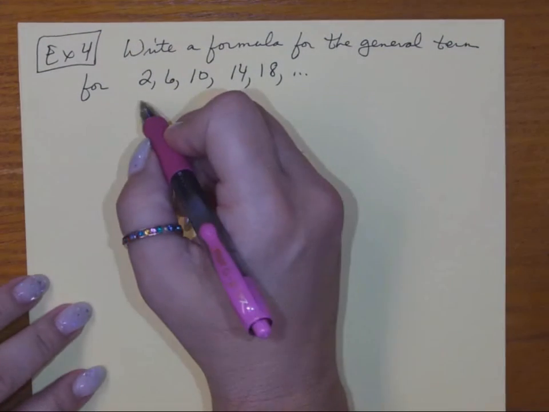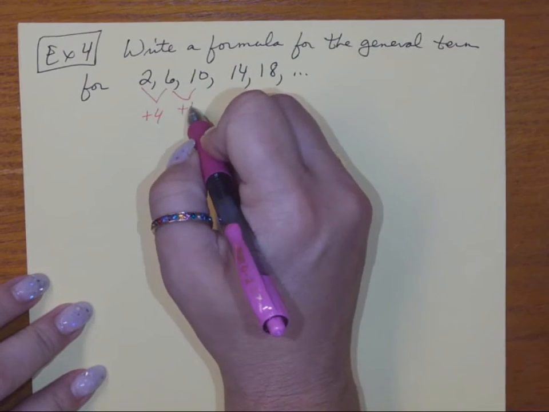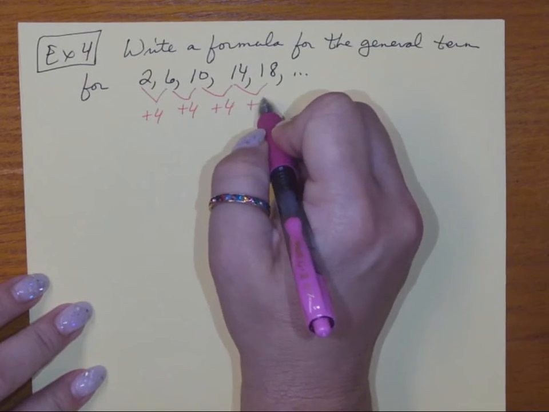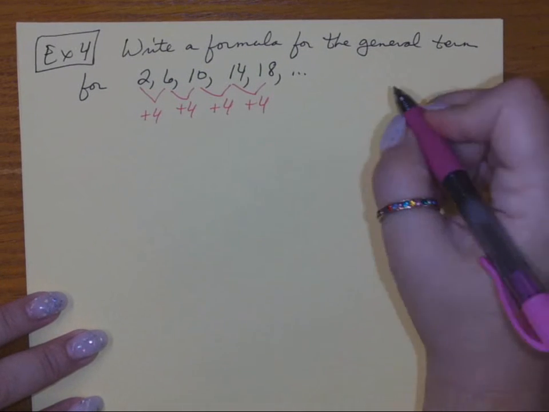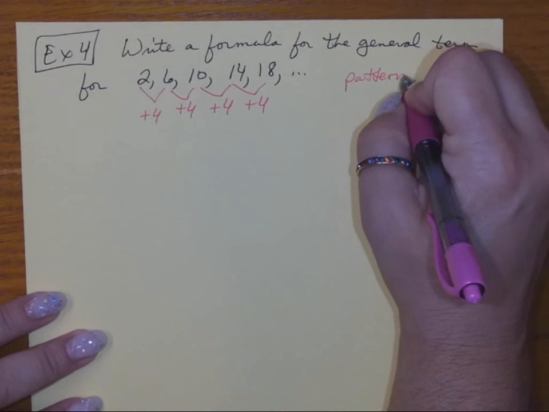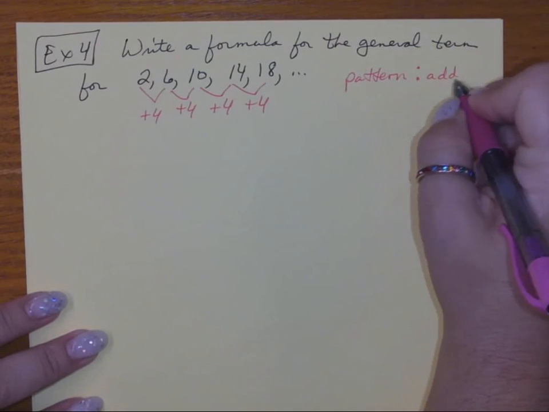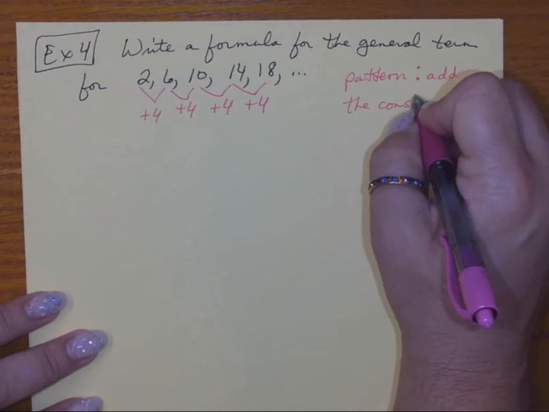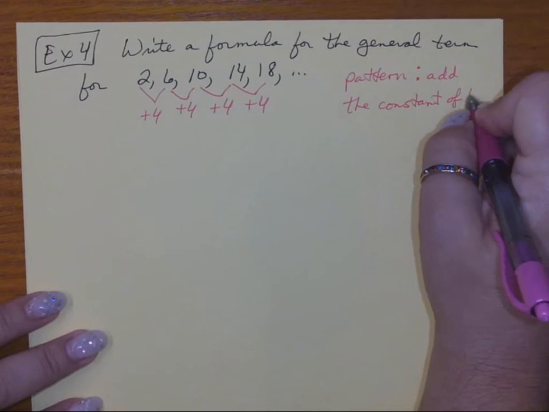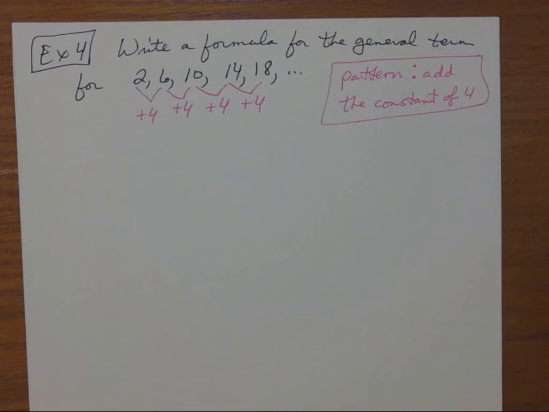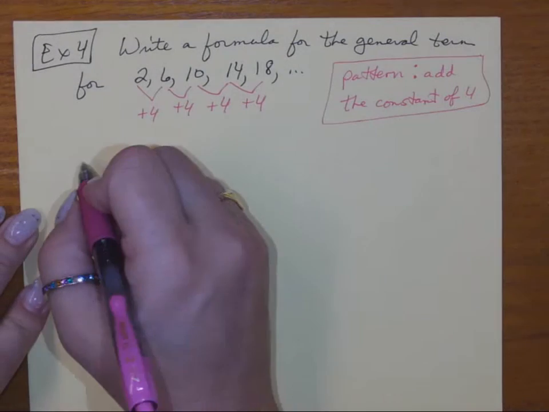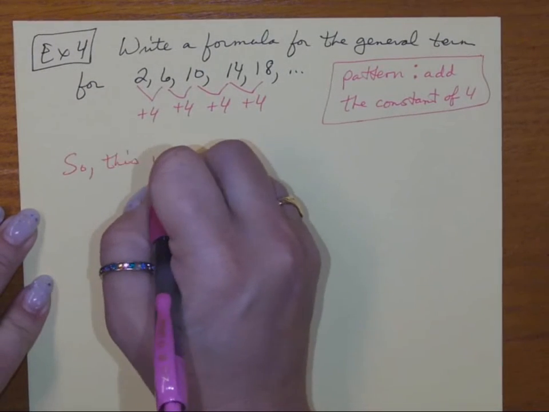I think it's plus 4, right? Plus 4, plus 4, plus 4, plus 4. I definitely see a plus 4 going on in there. So I'm going to say that my pattern is that I'm adding a constant of 4. Does everybody agree with that? Whenever I see that we're adding a constant, that tells me what kind of sequence this is? Oh, it's arithmetic, right? This is arithmetic.